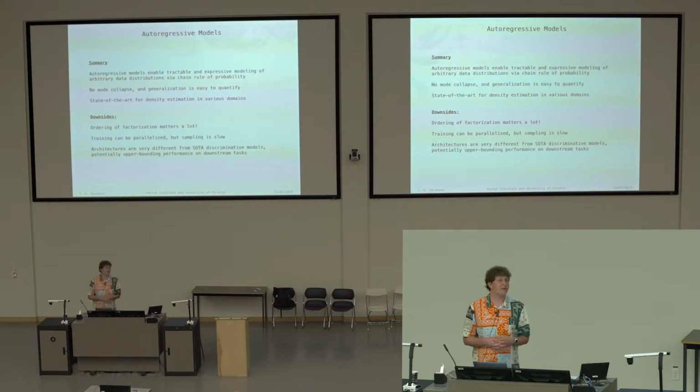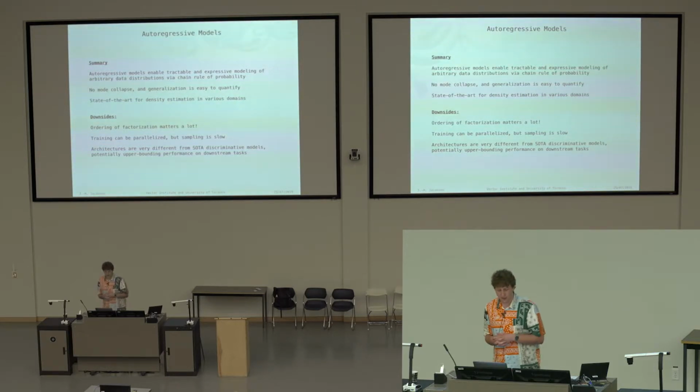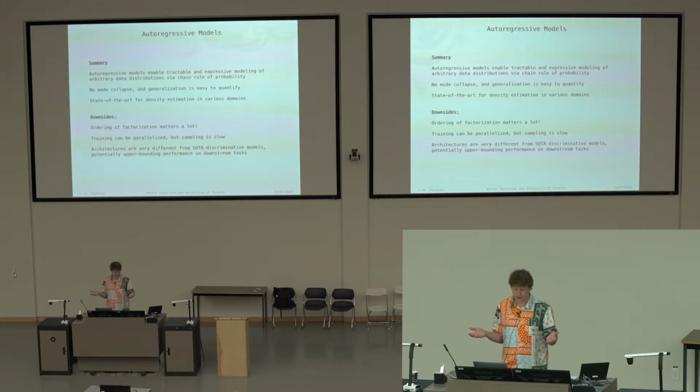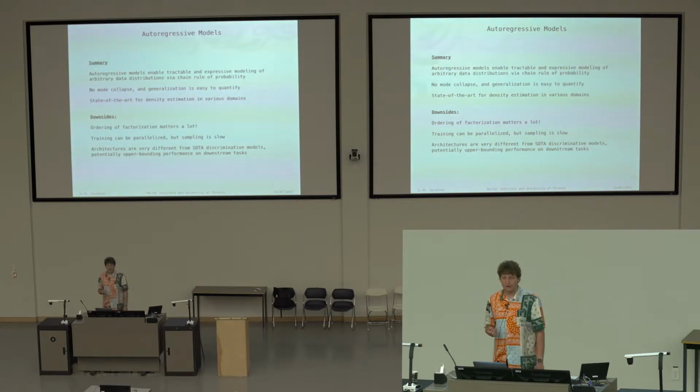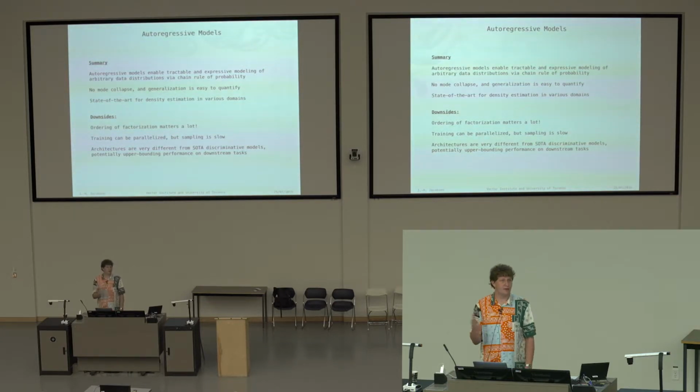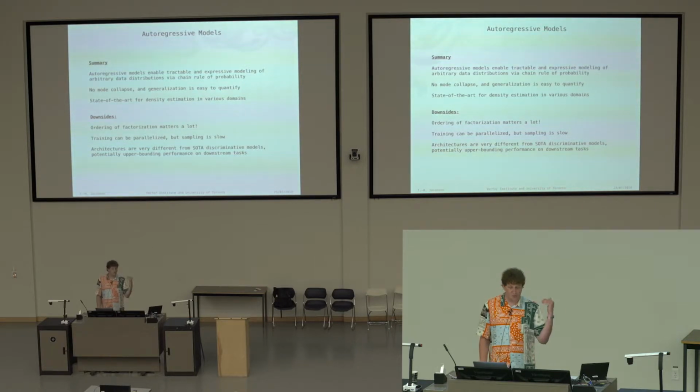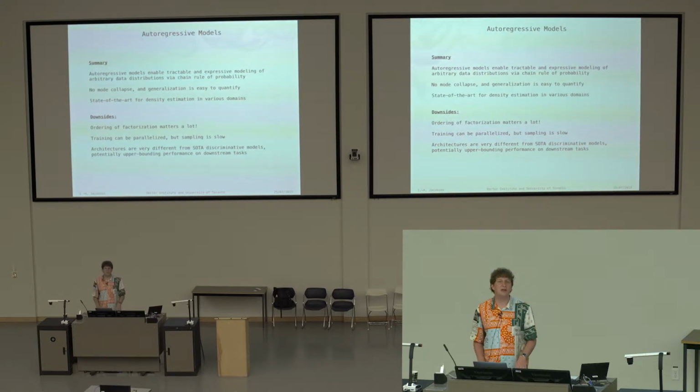The training can be parallelized, but the sampling is very slow because you really have to generate the data one by one usually. And these architectures that people use to do autoregressive modeling at state-of-the-art levels are very different from the state-of-the-art discriminative models that people use for classification and so on. So this is potentially upper bounding the performance on downstream tasks. If you want to pre-train your model unsupervised with lots of unlabeled data, and then fine-tune it with some labels for some task, then you can only become as good as you would be with only training with labeled data, basically. And those models are not that good if you just train them as supervised models.